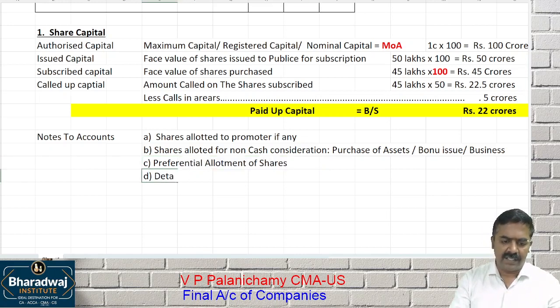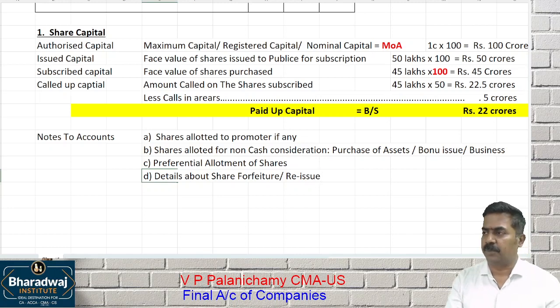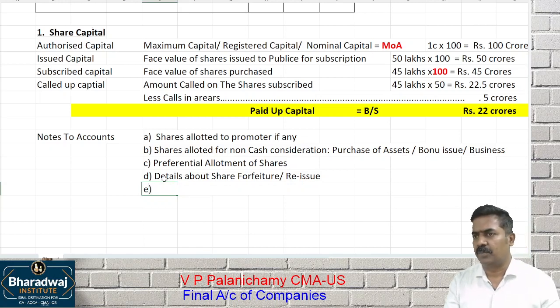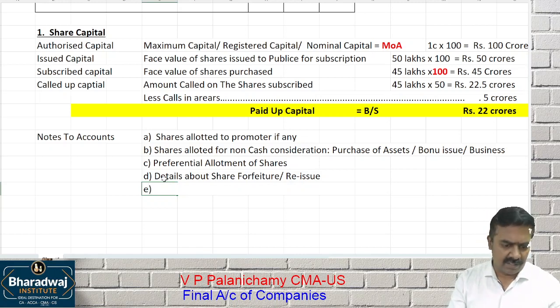Then details about share forfeiture and reissue, whether you have cancelled or reissued shares. Then information about any wrong allotment done. Other necessary details should be given.